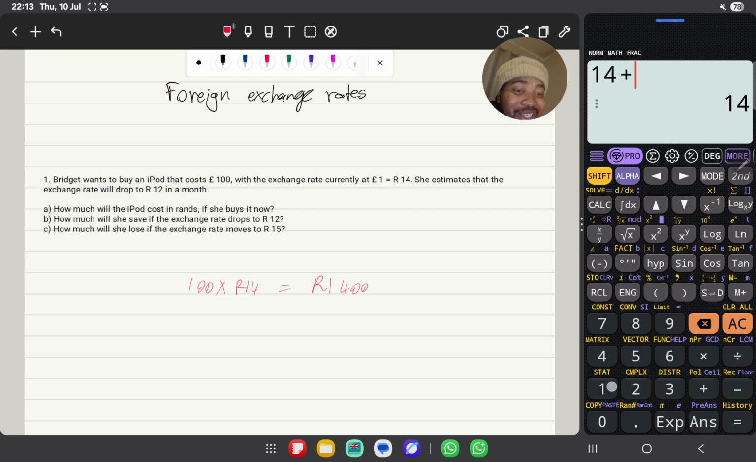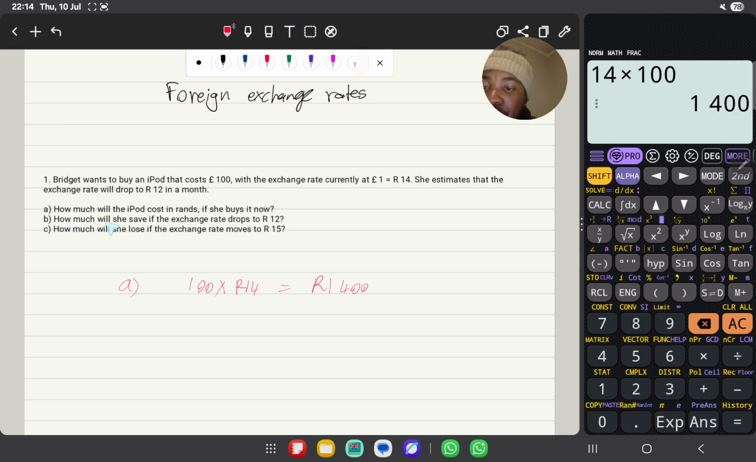Hey, that's a lot of money. Oh, damn. I was like, yo, did I get this written wrong? I was surprised. I'm like, no, I got it right. So yeah, it's cool. So that's how much it's going to cost right now, right? So I can say that is A.